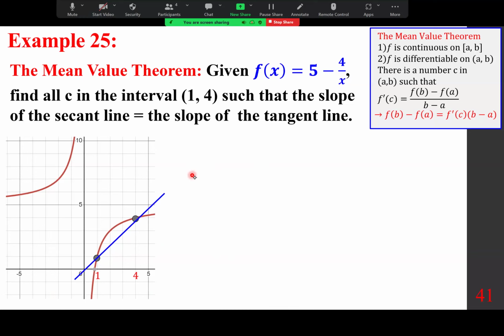What is the slope of the secant line? We're going to find out, but it has to be somewhere in between such that the tangent line is parallel to that. So we are looking for this point having some x coordinate. That's what we are really looking for.